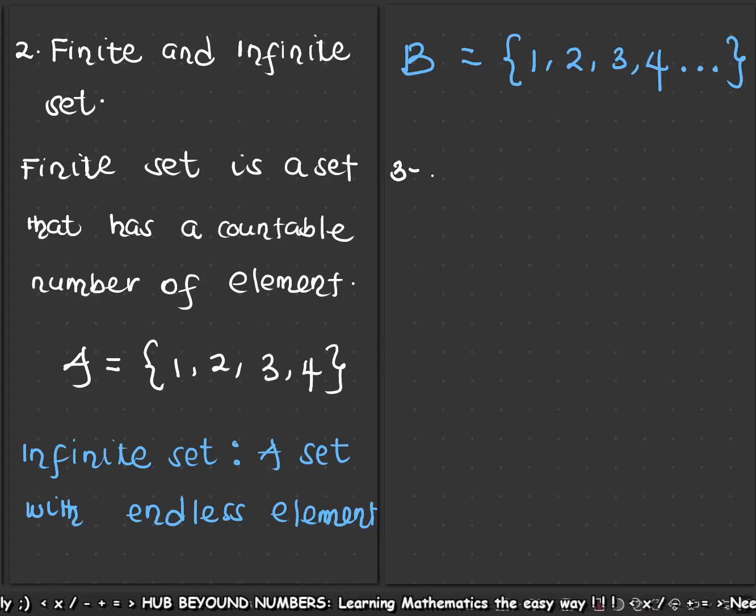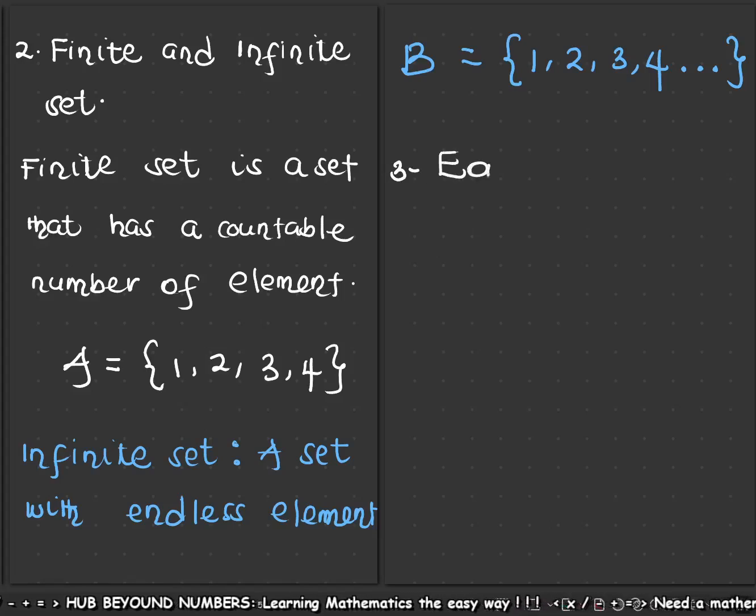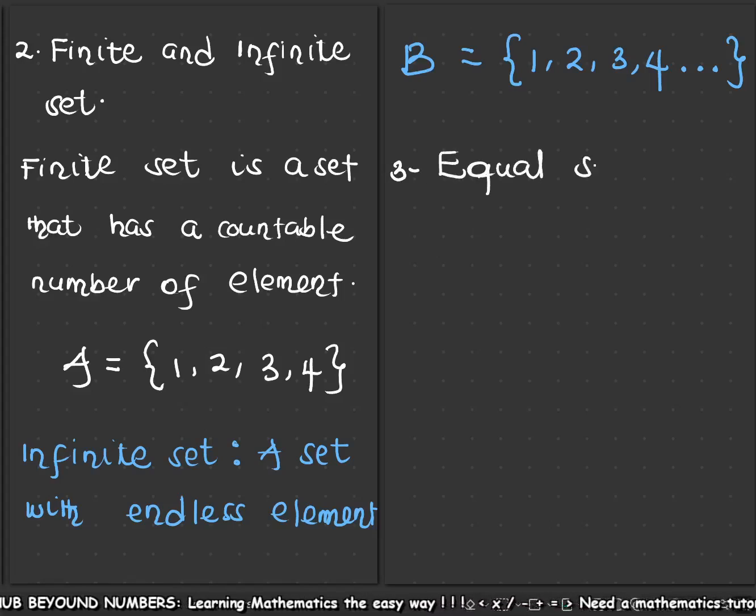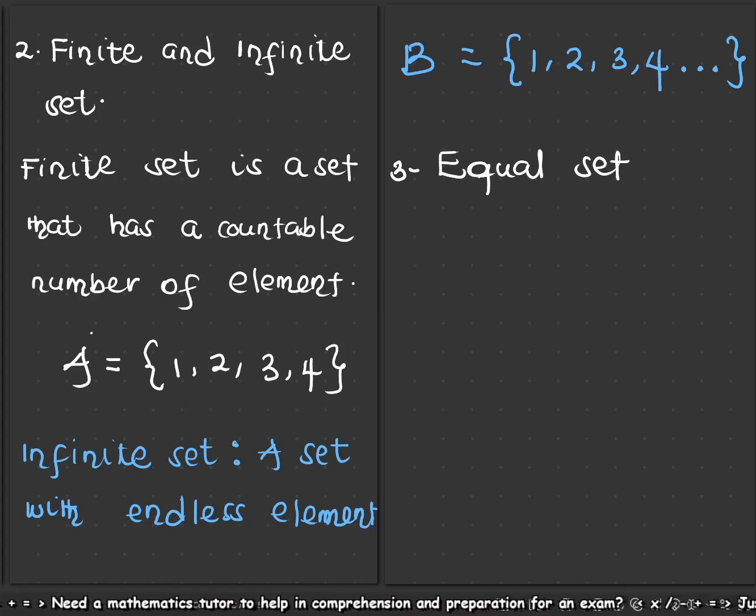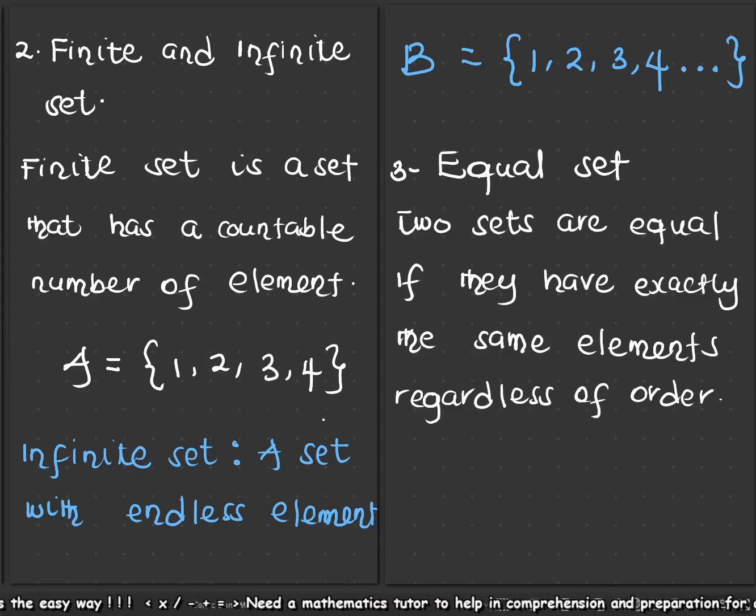The next one we'll be looking at is equal sets. When we talk of equal sets, then two sets are said to be equal if they have exactly the same elements. They have what? The same elements regardless of the order. So far as the elements within the two sets are the same regardless of the order, we say they are equal. Now, a typical example is this.